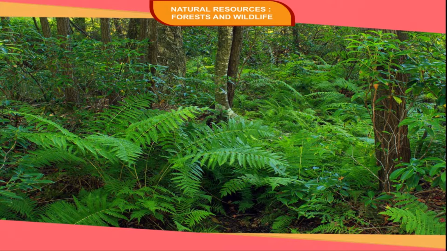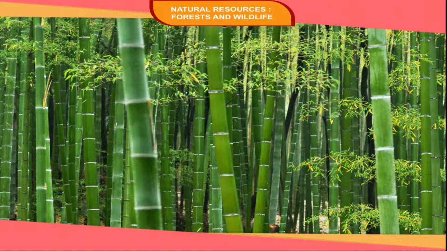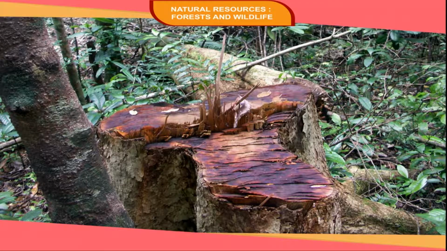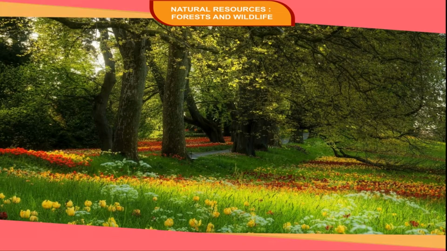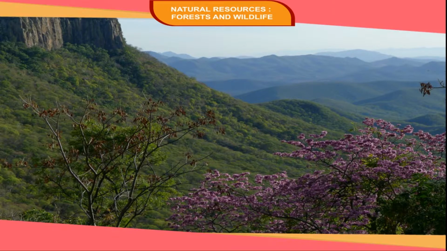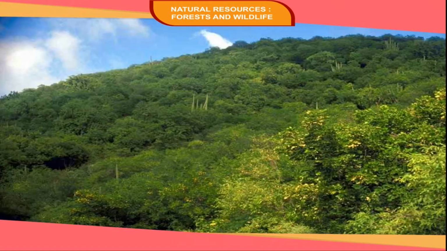These forests are very thick and tall and consist of valuable species of plants like teak, ebony, bamboo, sandalwood, rosewood and rubber tree. Tropical deciduous forests. They are found in the areas of moderate rainfall, 80 centimeters to 200 centimeters. The seasonal contrast of temperature and rainfall affects their growth. They are of deciduous nature.